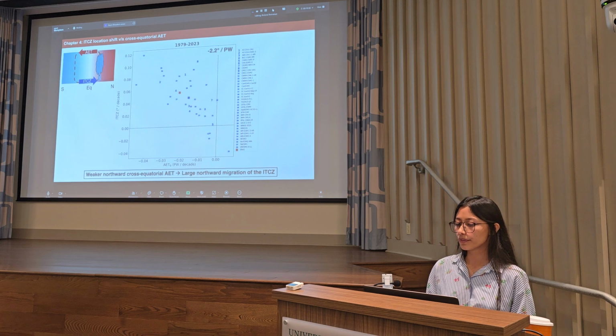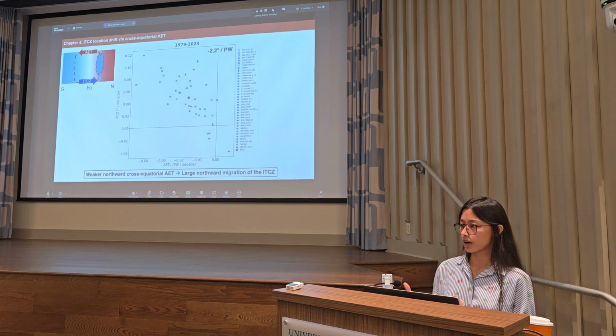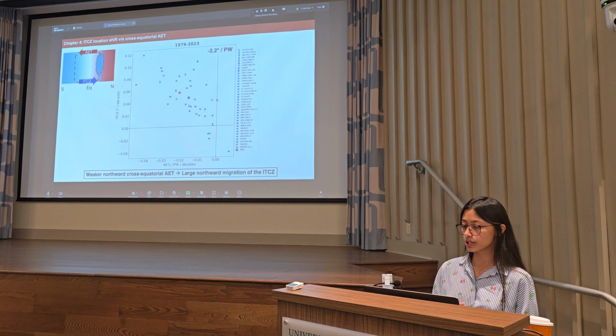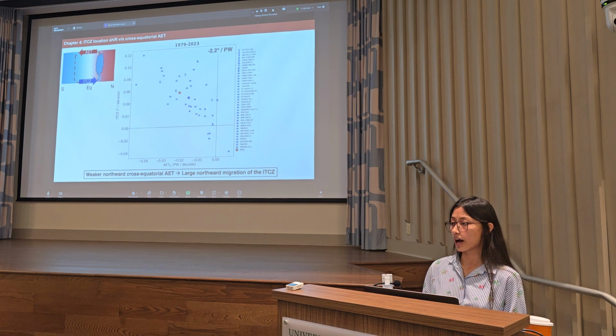Again, ERA5 is represented by the red cross and the CMIP6 multi-model ensemble by the blue cross. Now we find that for the coupled models, this shift is at a rate of around 2.2 degrees of latitude of meridional migration per petawatt of atmospheric energy transport, which is slightly lower but similar to the value put out by Donohoe and Voigt 2017.